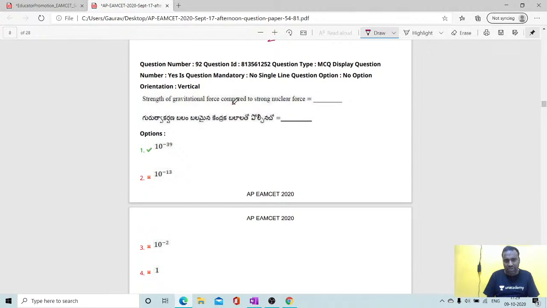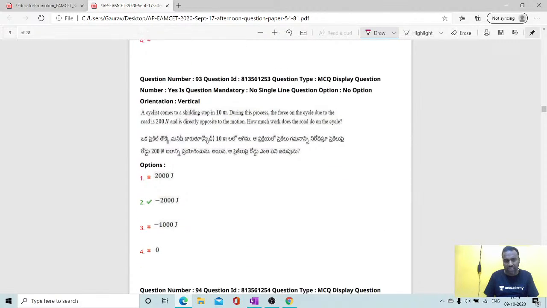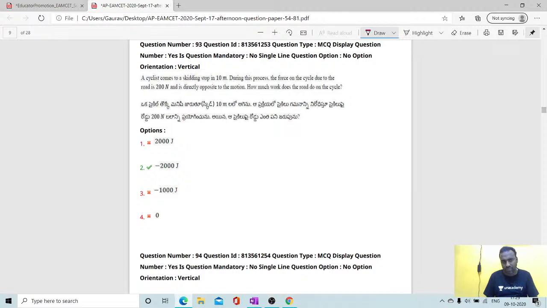Strength of gravitational force compared to strong nuclear force. It's a conceptual question, students. You can remember 10 to the power of minus 39, of course.